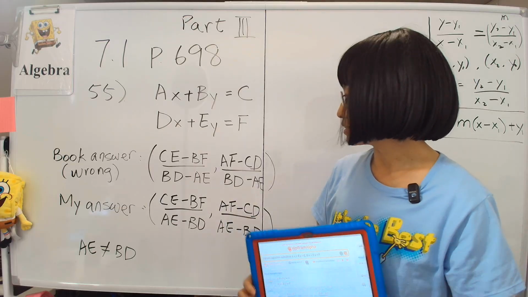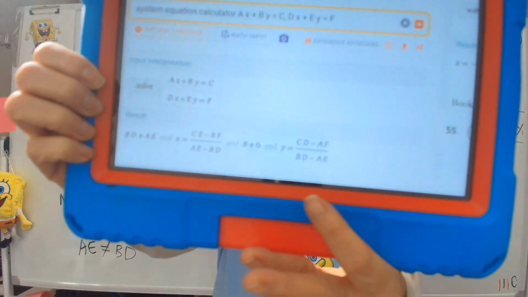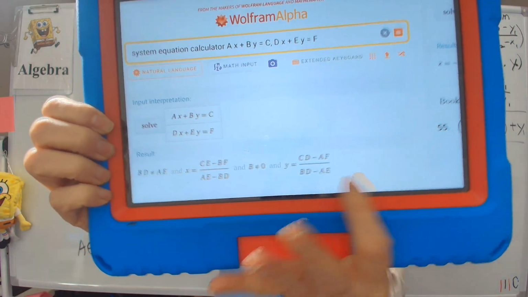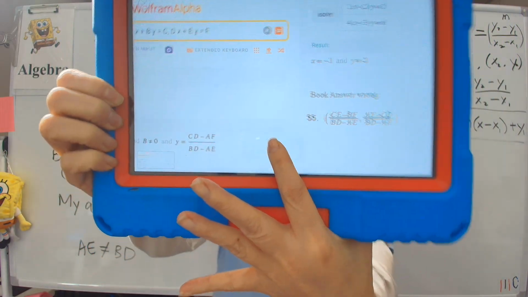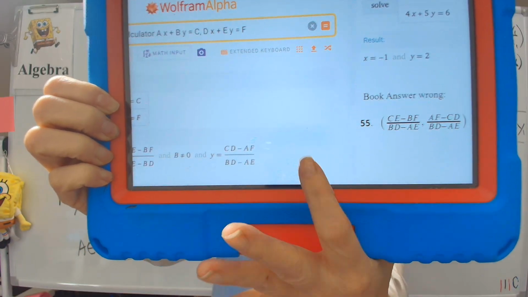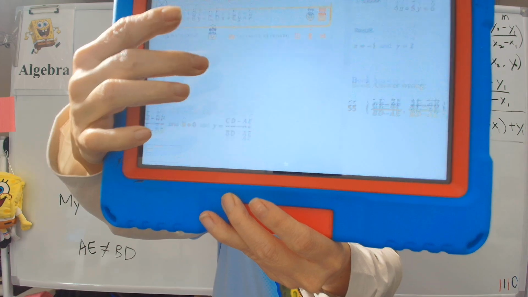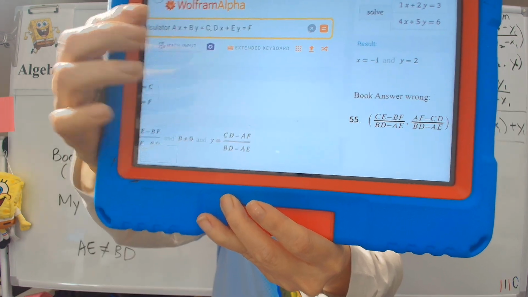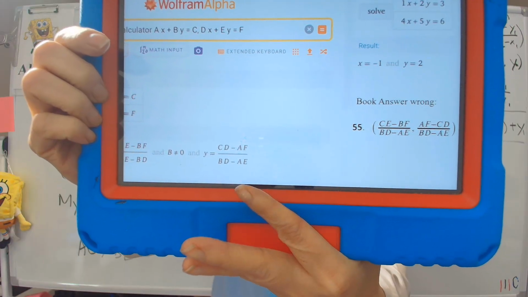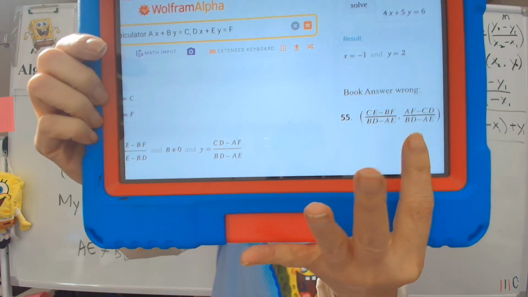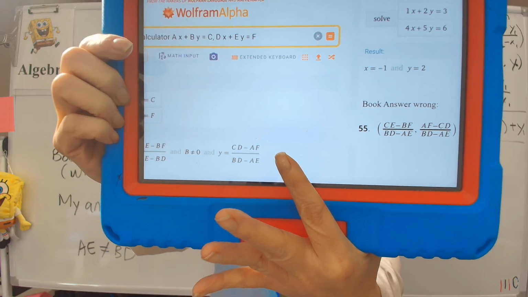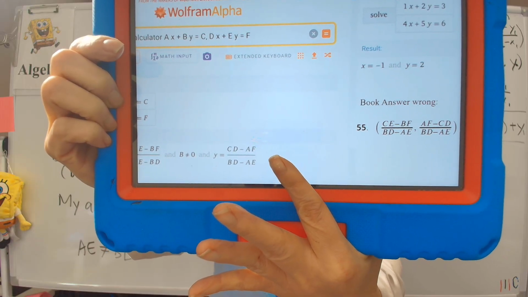And similarly, the calculator's answer is BD minus AE. Let me move over. Here's the book's answer that I copy and pasted right there. And as you can see, y equals AF, the denominator is the same as this one, but the numerator is flipped around again, right? Which means there's a negative sign there, and that is not acceptable.